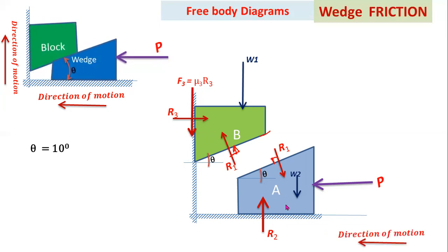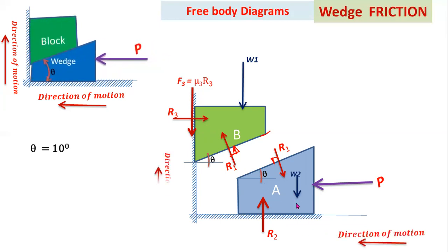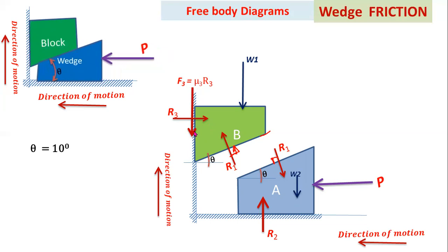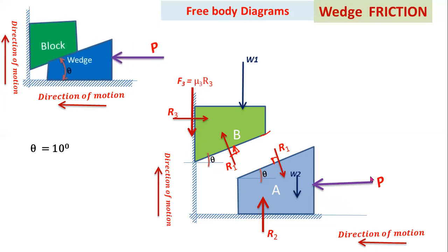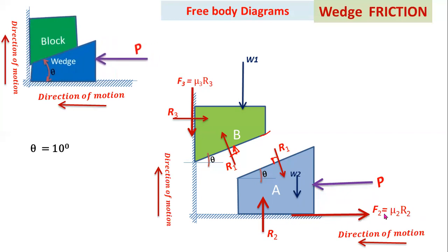Now this is the direction of motion of this wedge, and this is the direction of motion of this block. The block moves upward, so you have to consider a downward frictional force. Now if you are considering this wedge, then you have to consider the opposite frictional force at the point of contact surfaces. There are two contact surfaces here and here, so you have to consider two frictional forces. Here you have to consider a horizontal frictional force. Here you have to consider an inclined frictional force.